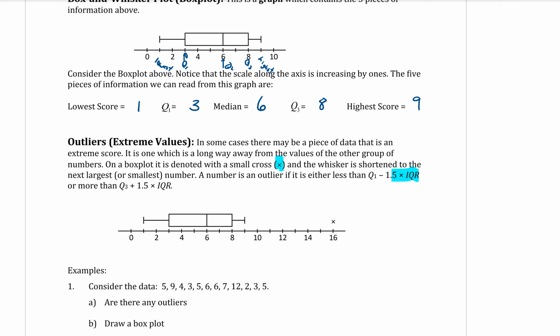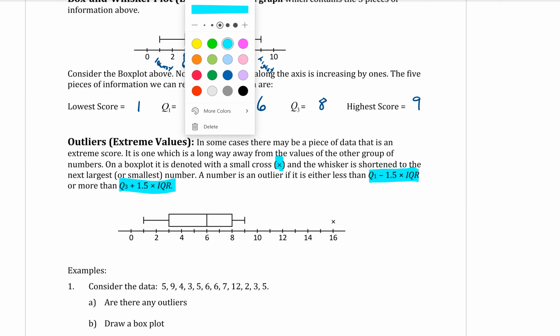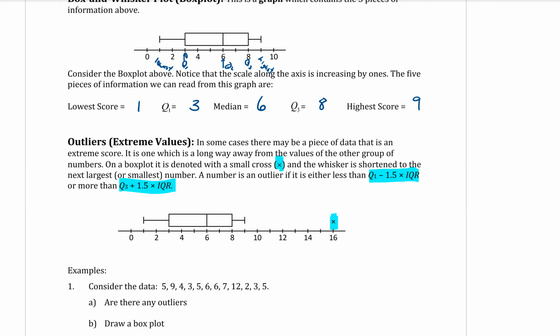Remember, if you use Q1 minus 1.5 times IQR, you'll get a score. Anything below that would be an outlier. And if you use the second formula, anything above that is an outlier. To show that on your box plot, see this little X out here? That 16 is an outlier. The next highest score after that must have been the 9, because we shorten our whisker down to the next highest score. So that huge outlier, which is so far away, doesn't make our box plot look completely unrealistic for where the majority of our scores are.